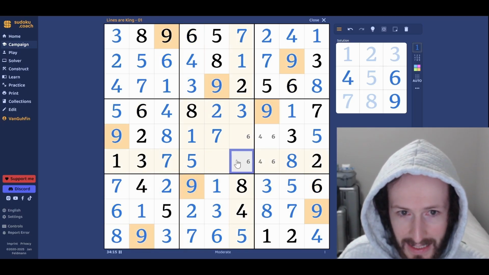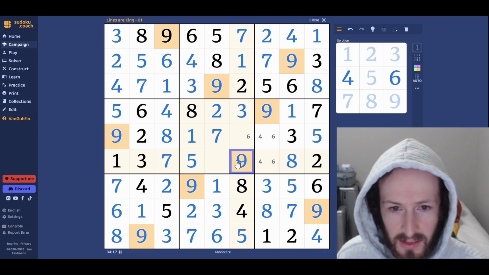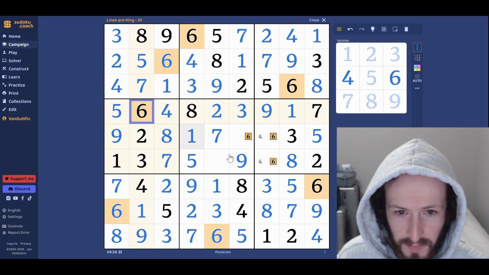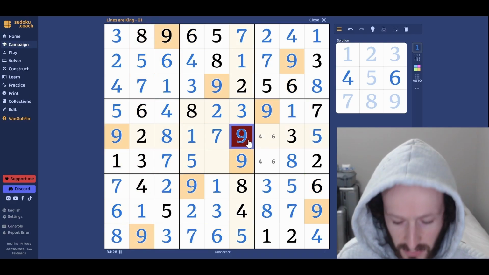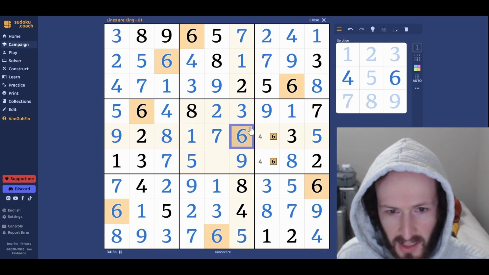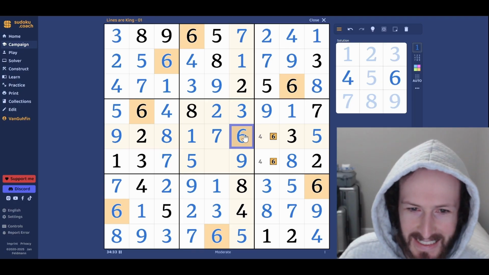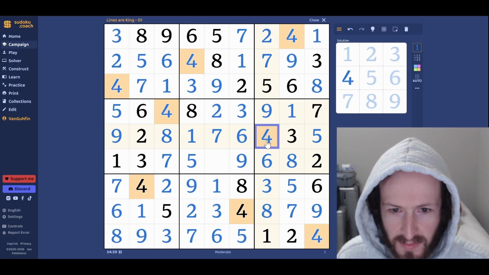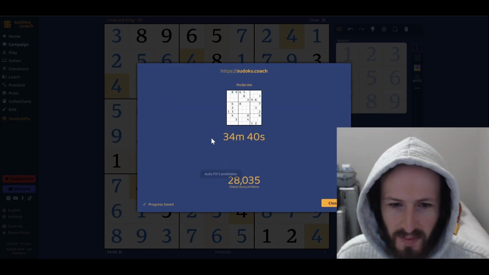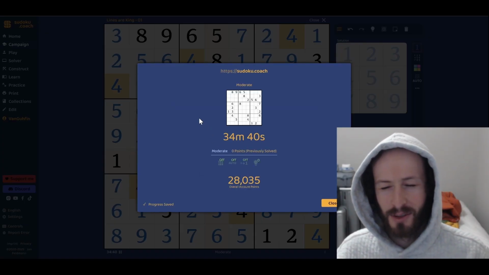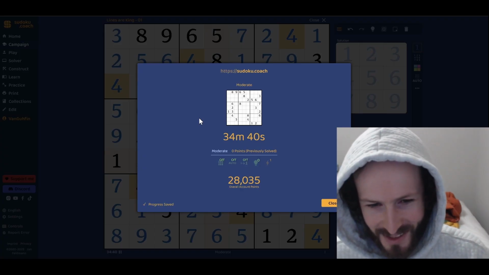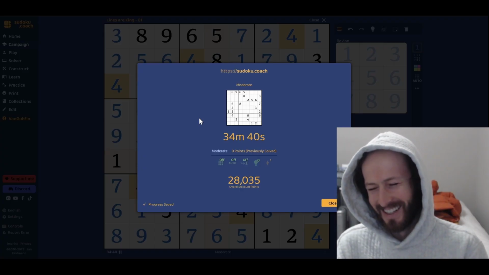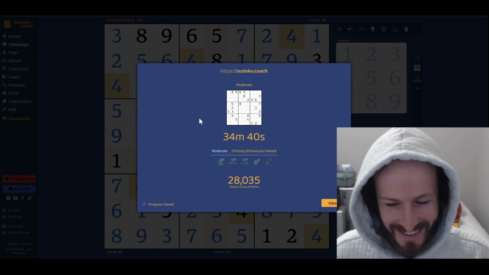I think that is the triangulated. Okay. 6 has to be here. I hit 9, I meant 6. Wow. In just a short 34 minutes and 40 seconds. Oh, that's fantastic.